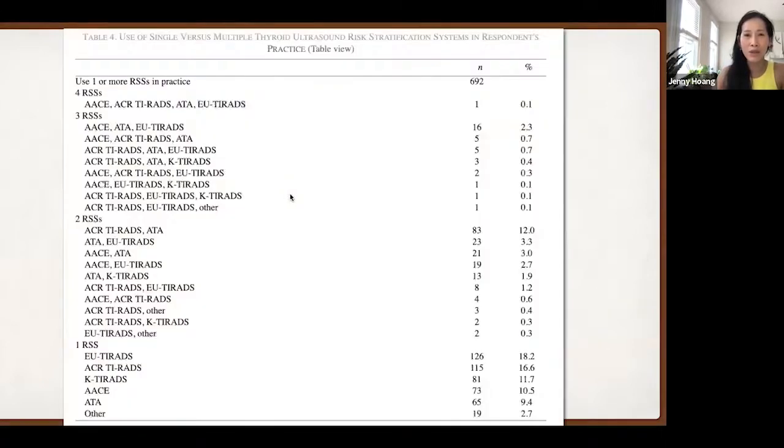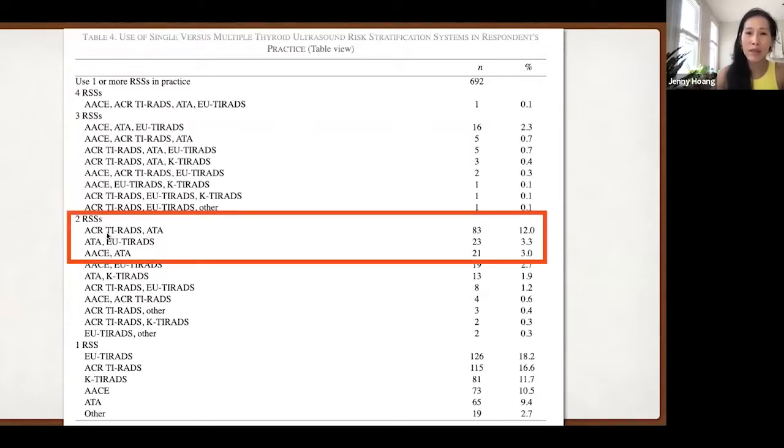And it wasn't just 2. This very confusing table is intended to look chaotic because this is how I felt when I saw the results. Okay, so there were a number of people that used one risk stratification system, but there were people that used up to 4 risk stratification systems in their organization. How crazy is that? Okay, so it was only one person, but a lot of people use 3 risk stratification systems. And if you use 2, the most common scenario, and I would say this is the most common scenario in North America, is where the radiologist is using ACR TI-RADS and the endocrinologists and the surgeons may be using ATA. And then here is the second most common scenario, ATA with EU TI-RADS, and then the AACE with the ATA. Okay.